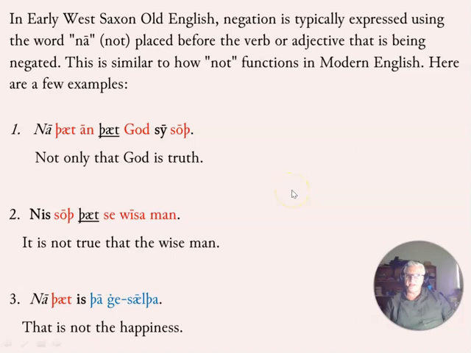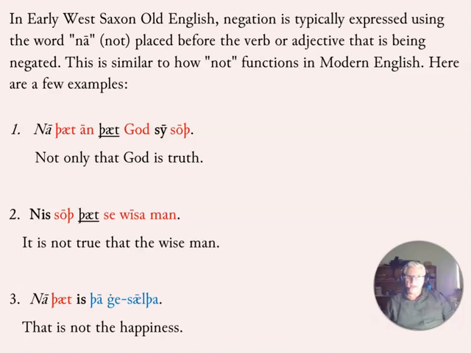In early West Saxon Old English, negation is typically expressed using the word na, meaning not. Na is placed before the verb or the adjective that is being negated. So this is similar to how not functions in modern English. Here are a few examples.